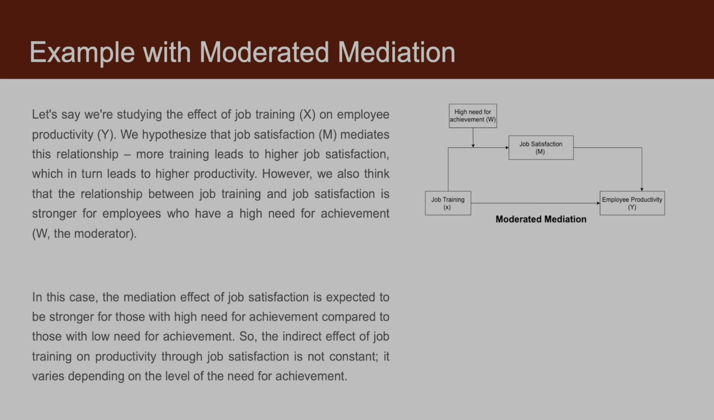In this case, the mediation effect of job satisfaction is expected to be stronger for those with a high need for achievement compared to those with a low need for achievement. So the indirect effect of job training on productivity through job satisfaction is not constant. It fluctuates depending on the level of the need for achievement.